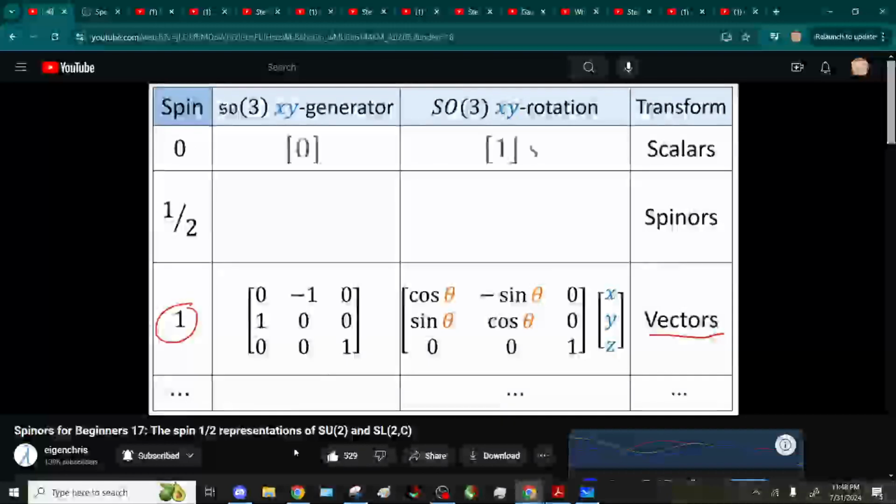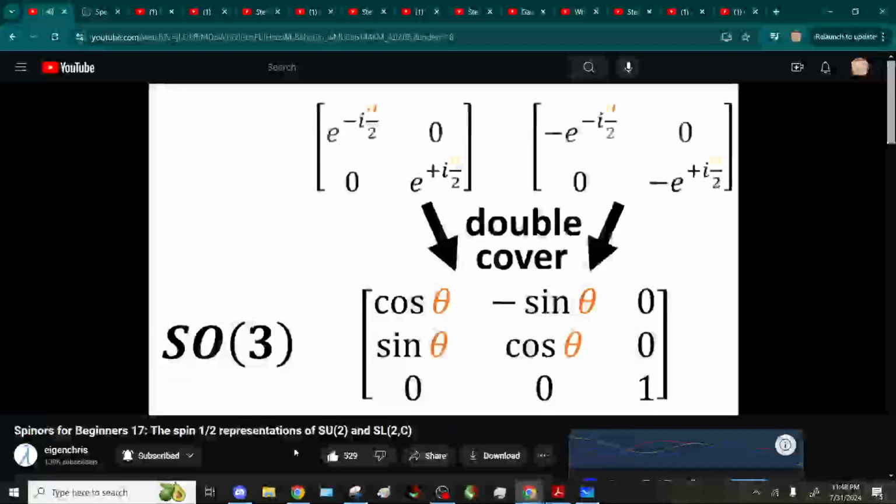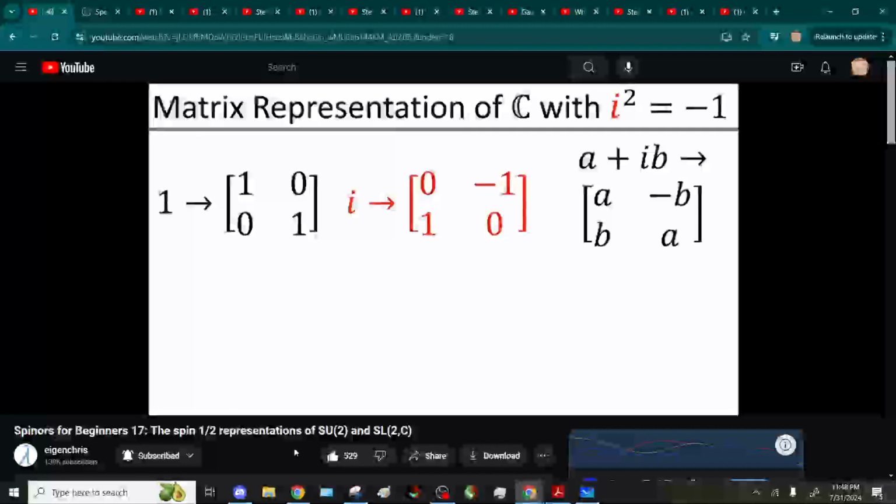In this video, I'm going to introduce the spin 0 representation, which transforms scalars, and the spin 1/2 representation, which transforms spinors. This will lead us to talking about the double cover of SO3, which is SU2, also called spin 3. In the last video, I mentioned how the complex number i can be represented as a 2x2 matrix that squares to the negative identity matrix. In this way, all operations with complex numbers can be written in the form of 2x2 matrices.